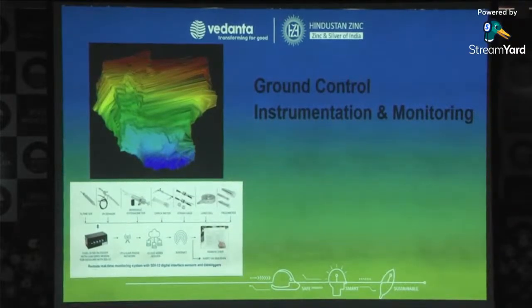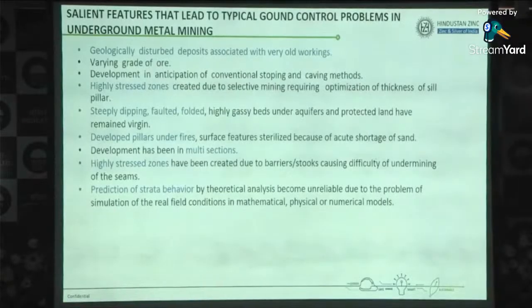Yes, now we can start with the instrumentation part. Guys, please pay attention, it can be helpful to you too. So what kind of ground control instruments we are using in the mine, we will discuss. Why we require ground control instrumentation: we need to know the behavior of the strata, we need to know how the rock mass is behaving. For that we require ground control instrumentation.